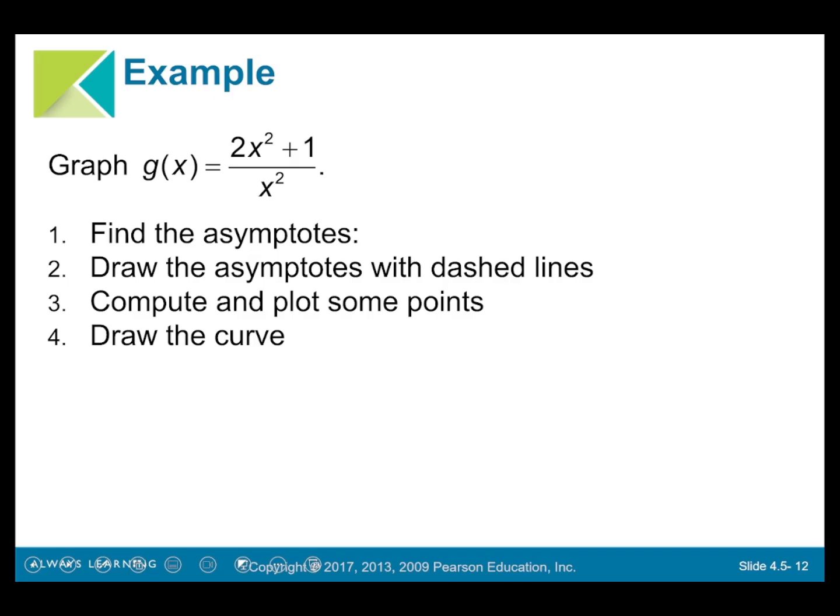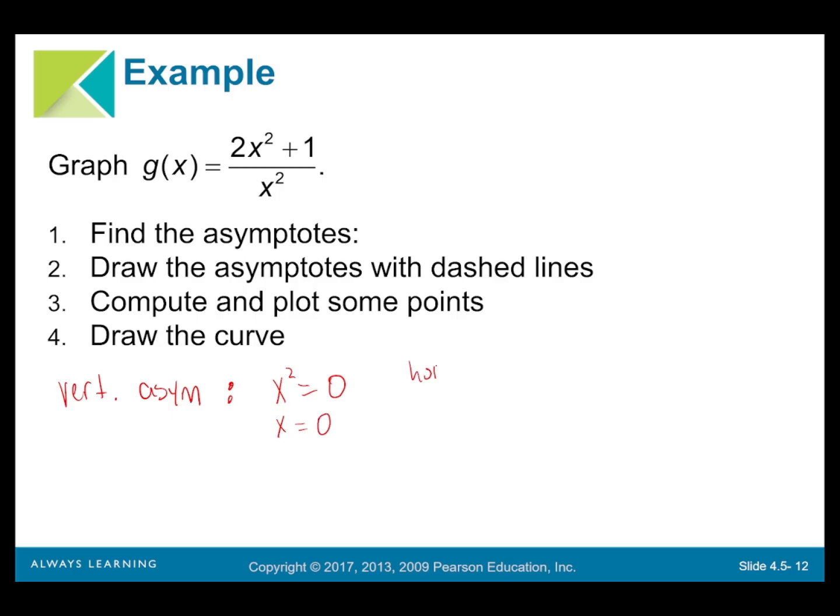So when looking at something like g of x equals (2x squared plus 1) over x squared, we want to find the vertical asymptotes first. We want to look at where x squared equals 0. We always want to set our denominator equal to 0 for these. So of course we get x equals 0.